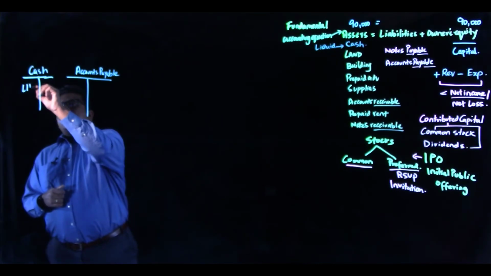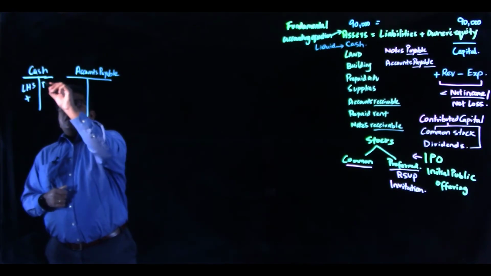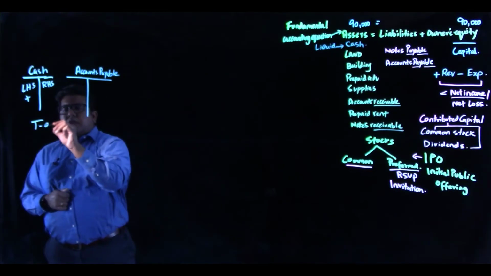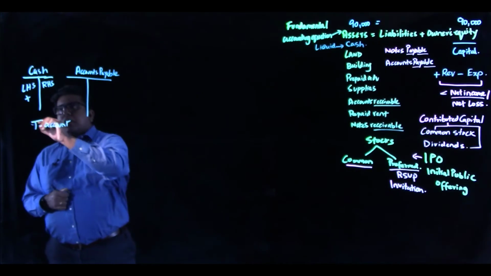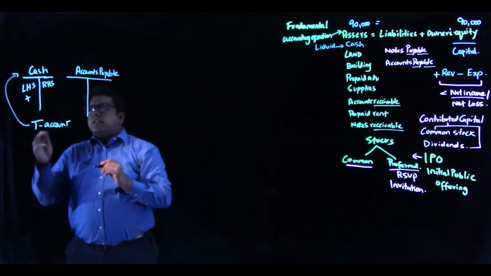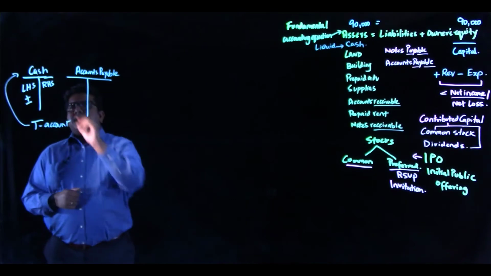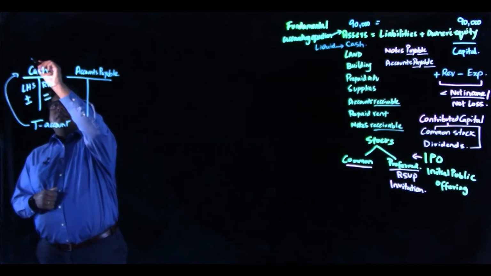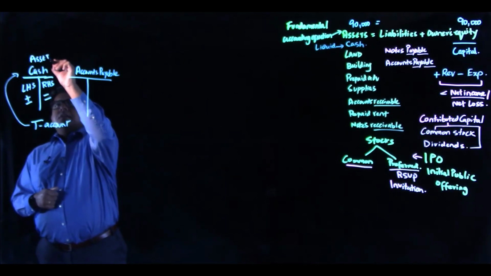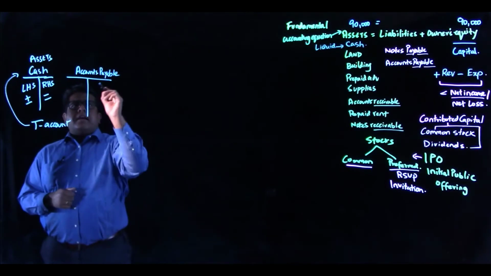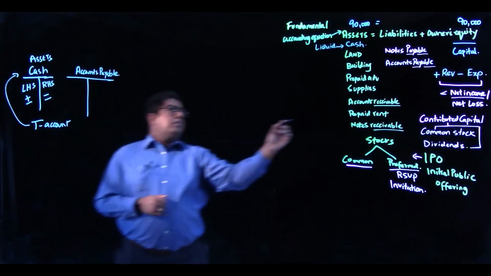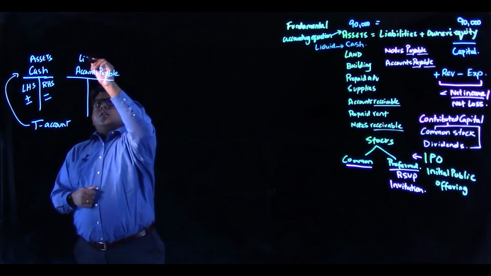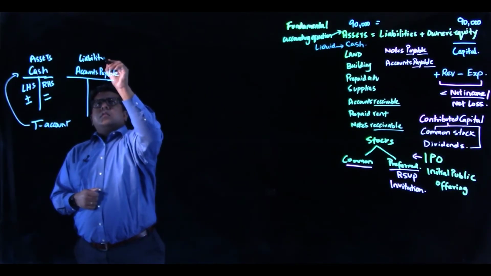Your left-hand side is, this is a T account, in the form of a T. So your left-hand side will have a positive balance. Your right-hand side on the cash will have a negative balance. This is your assets. Your cash is an asset. Accounts payable is a liability. So your liability would be accounts payable.